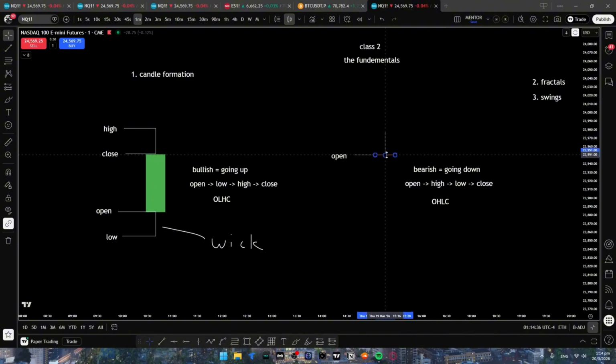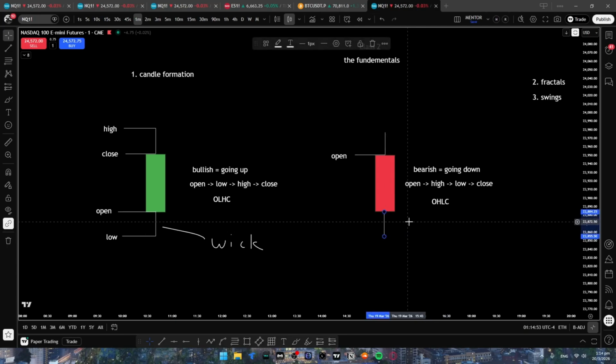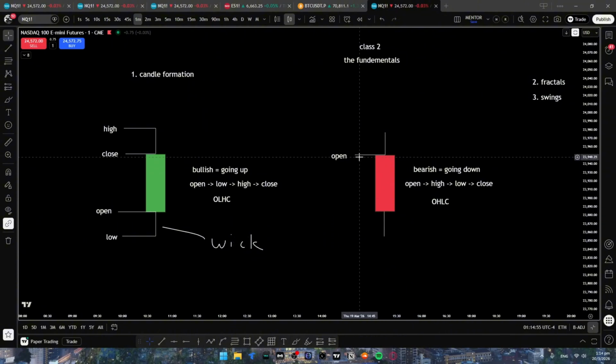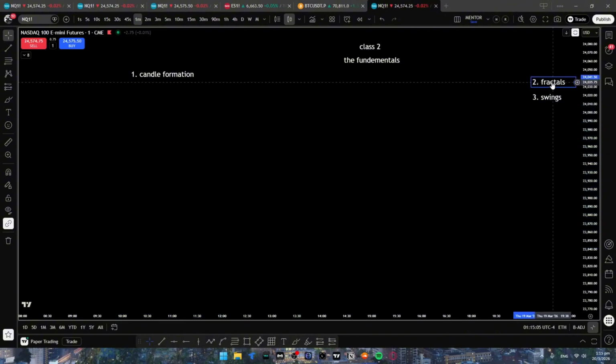So think of it again. Open. It goes here. Then it comes down. It's a wick now. And then it goes down, and it goes up. Forms a wick where it was just now. And then, yeah, you can label it whatever. So that's the animation for the bearish candle. We got that out of the way now, and we can start to go into fractals.